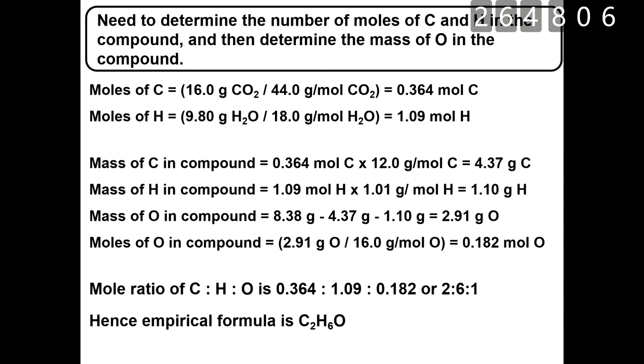So after you get this, you can write the empirical formula. The empirical formula is C2H6O1. So you need to remember how to go from this ratio to this ratio. Just divide all the numbers by the smallest one. Okay?